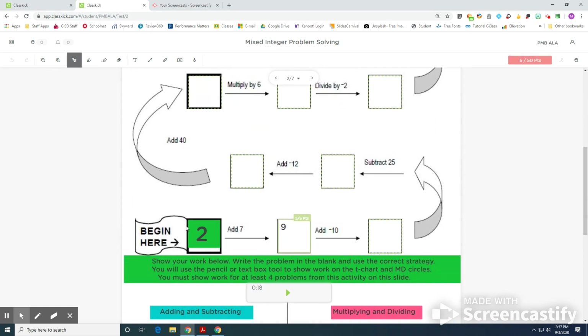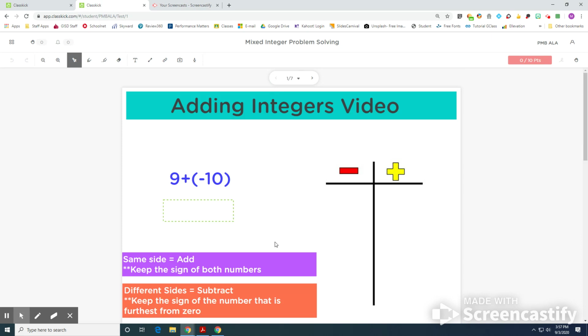And remember, you start at the bottom of that and you begin with 2, add 7, 2 plus 7, that's easy, we get 9. So the problem that I'm doing right now is this one, where it is 9 add negative 10. Okay, so getting back to the first slide. For the purposes of this video, I will be showing the problem here.